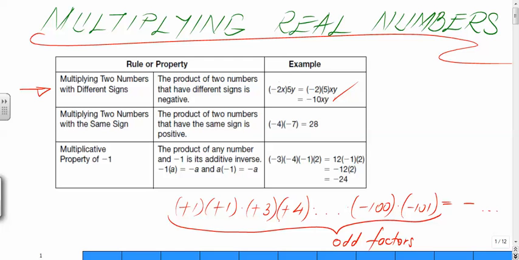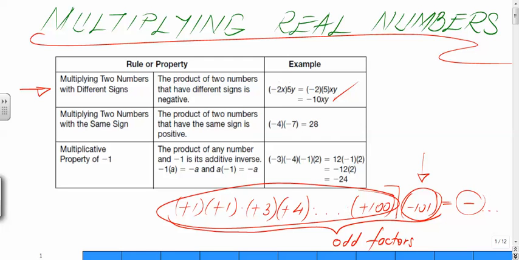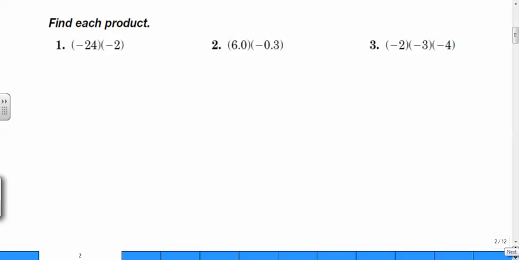Negative times negative, positive. And eventually here you will have only the last term being left as negative, because all the other products will be a negative times a negative. And because all these factors up to the last one will multiply to a positive, because you're multiplying a positive by a negative number, your answer here will be negative. But let's do a few examples to be better understood, right? Okay, and problem number 1.